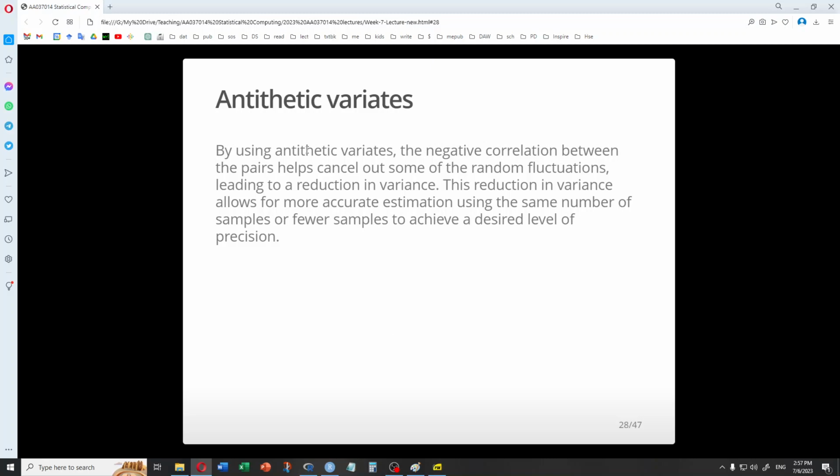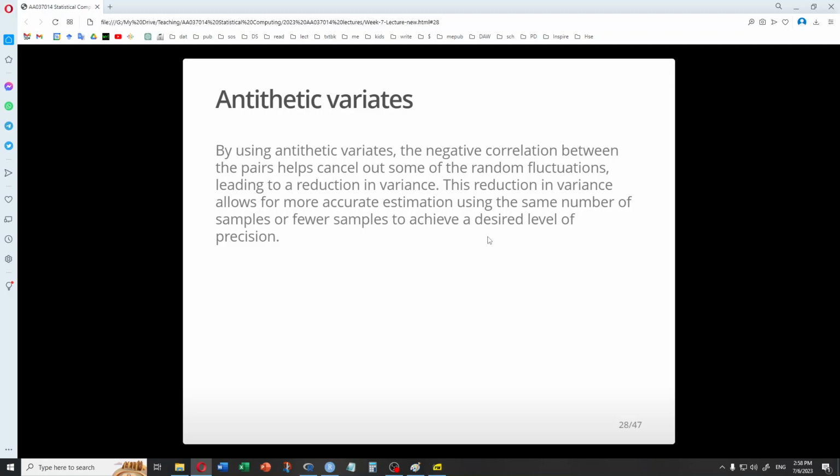Okay, so by using the antithetic variance, the negative correlation between the pairs helps cancel out some of the random fluctuations, and this leads to reductions in variance. These reductions in variance allow for more accurate estimation using the same number of samples, or fewer samples, to achieve a desired level of precision.